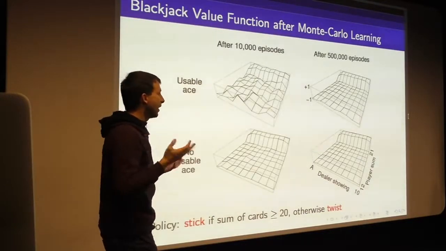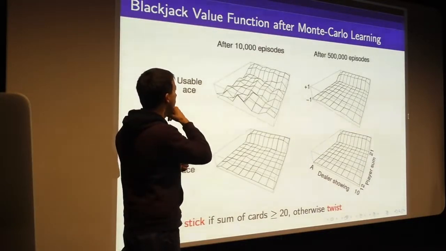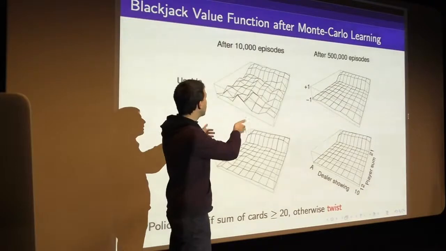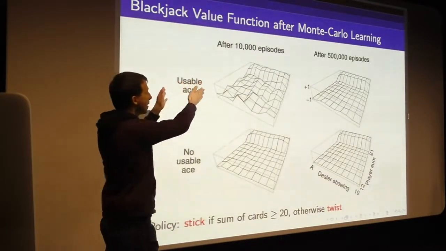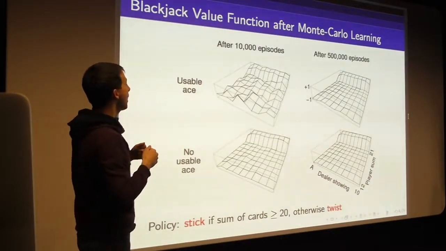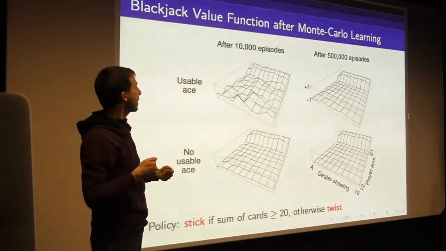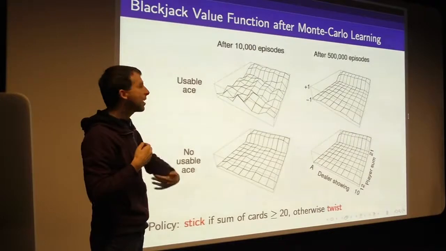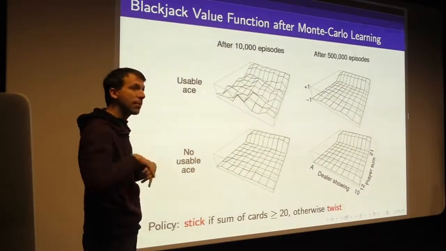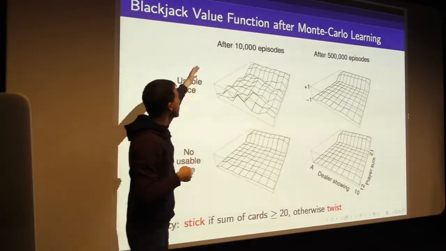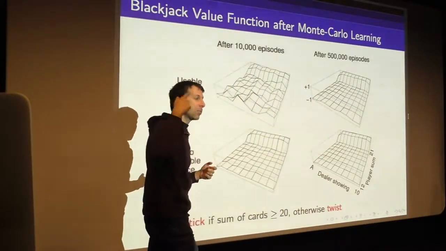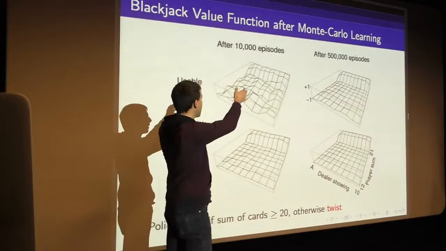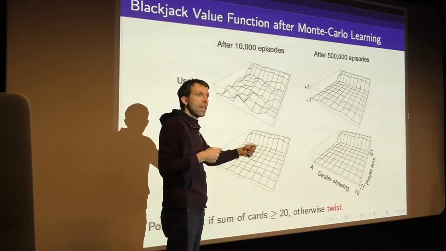And so it's good to have an ace in your hand. Basically, what we see is that this is using, I think, every visit Monte Carlo learning. What was done here was to roll out 10,000 episodes of blackjack, to literally play out this game with 10,000 hands and then 500,000 hands and apply exactly the procedure we've just seen.